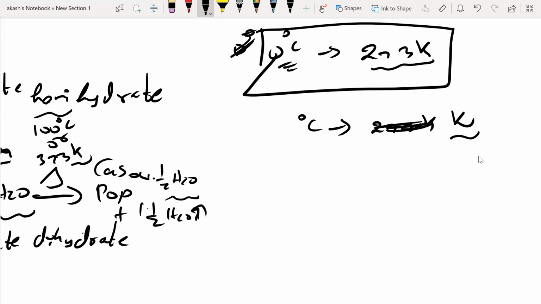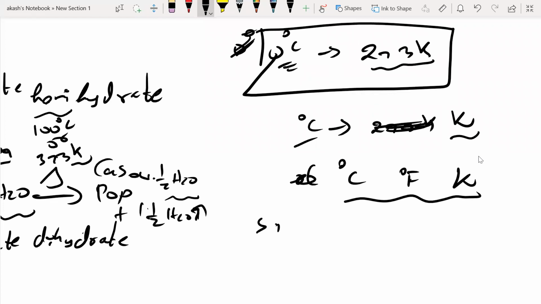Before we move on to see how you convert this, actually I have three things, right? Degree Celsius, degree Fahrenheit, and Kelvin. You must have heard all of them. Now among them, which is the SI unit of temperature? First of all, what is the full form of SI? We write SI unit so many times. What is the SI unit of length?